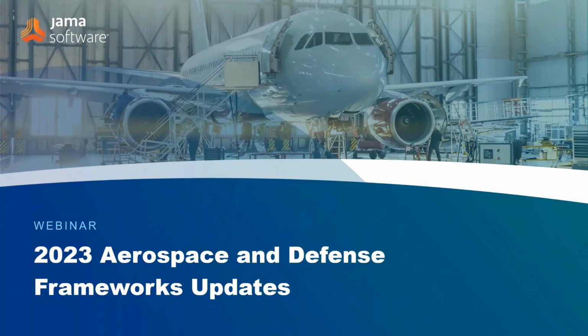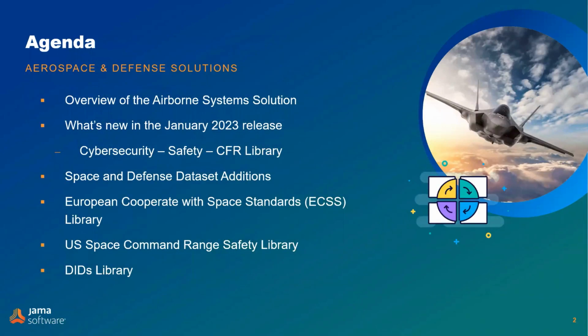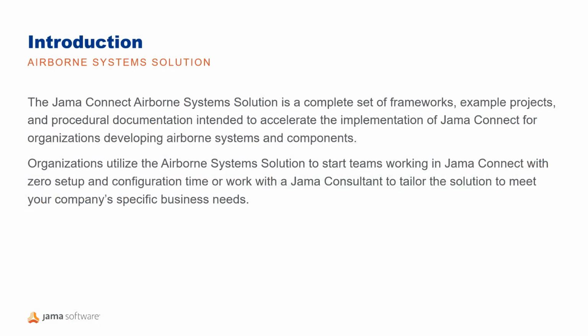Thanks so much, Juliet. Welcome, everybody. Let's talk about the updates to our aerospace and defense frameworks. So a little bit of agenda of what we're going to talk about. We'll talk about just a little overview of our existing airborne system solution, and then we'll see what's new in that solution. There's cybersecurity and safety, and then there's a library of CFR regulations as well. We do have updates to our space and defense data set templates that we have, including the European Cooperation for Space Standards. We have a library for that. We have the Space Command Range Safety Library that's available, and we have a library of DIDs that you can use. Let's get started.